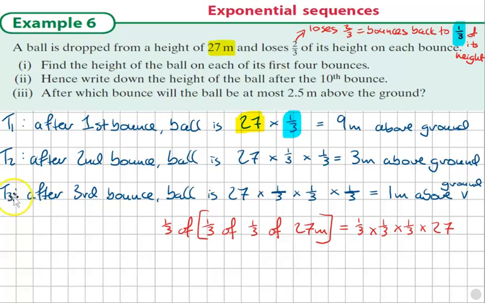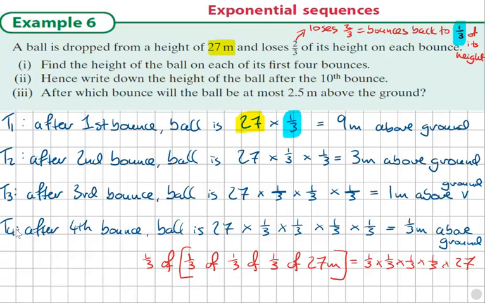Then for term 3, so after the third bounce, the ball is 27 times 1/3 times 1/3 times 1/3, which is equal to 1 meter above the ground. So what we're doing is getting 1/3 of 1/3 of 1/3 of 27. So what's in the square brackets here is what we had after the second bounce, which was 3 meters. So you're now getting 1/3 of 3 meters. So 1/3 of 3 meters is 1 meter. Or you could say 1/3 times 1/3 times 1/3 times 27, again, gives you 1 meter. So notice that every time we're just increasing by multiplying by another third.